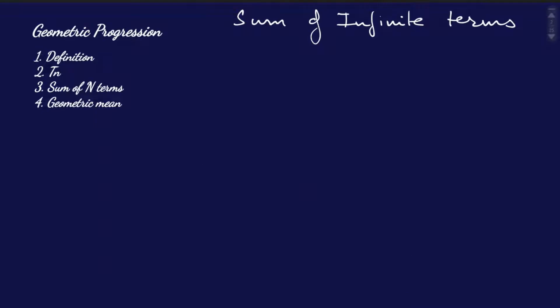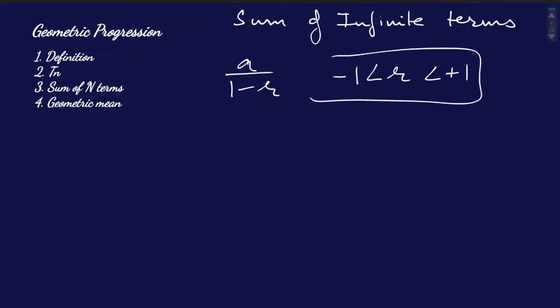Let's talk about the sum of infinite terms in a series. So generally the sum of infinite terms is given by the formula a divided by 1 minus r. This is generally used when r lies between minus 1 and plus 1. So let's take a simple series: 4, 2, 1, 1 by 2, 1 by 4, and this goes on till infinity.